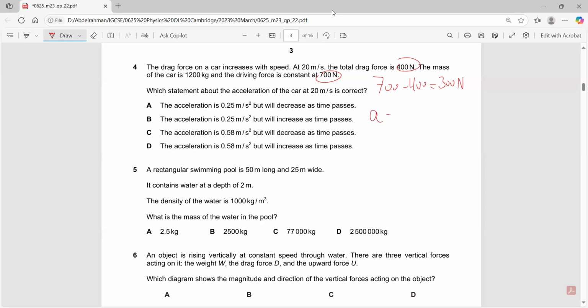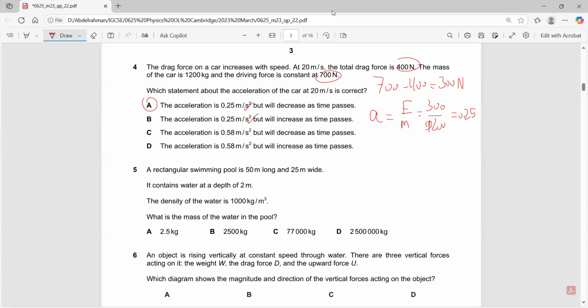Can I find the acceleration? The acceleration would be equal to force over mass. So 300 over the mass, which is 1,200, giving you an acceleration of 0.25, right? This is an acceleration of 0.25. Will it decrease or will it increase as time passes? It should decrease as time passes. Why should it decrease? Because as the speed increases, the resistive forces increase and thus the acceleration decreases.